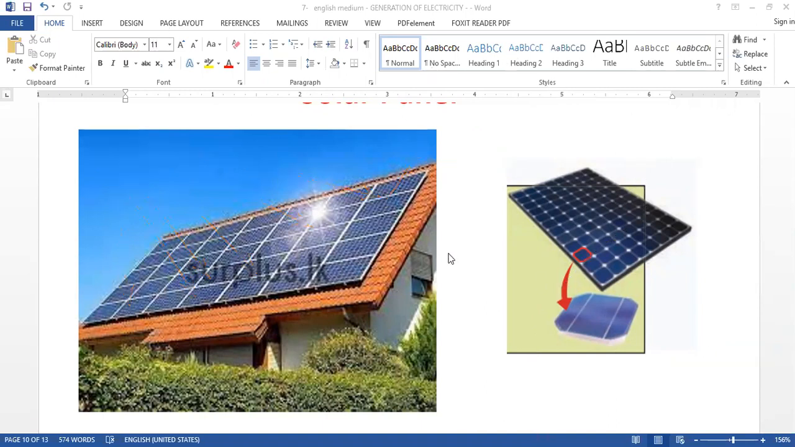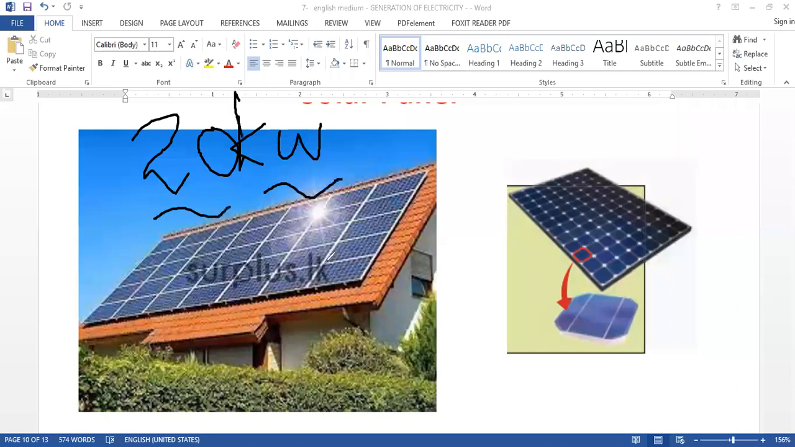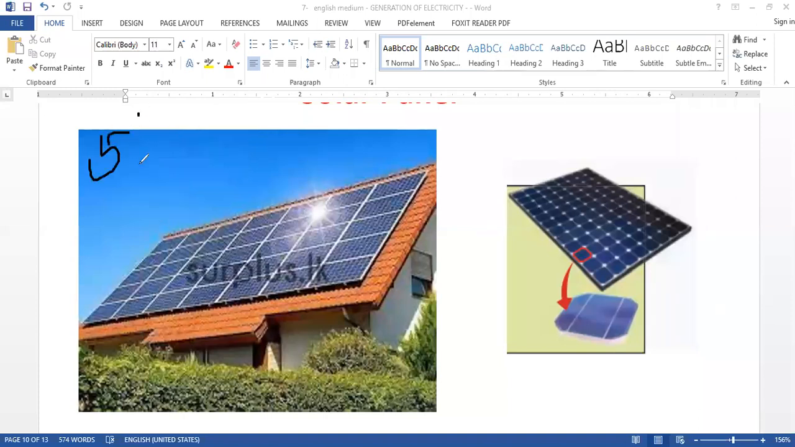So here you can see this is also one of the electrical sources. It comes in different amounts. For example, in our home, we have installed 20 kilowatts, kW. 20 kilowatts of solar system is installed. You can install 5 kilowatts or 2 kilowatts in your home to get the generation of electricity.